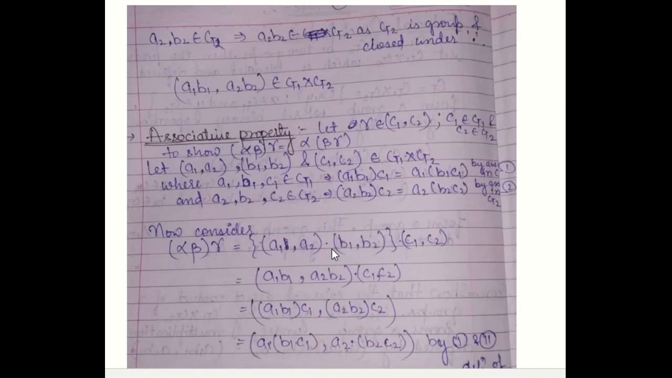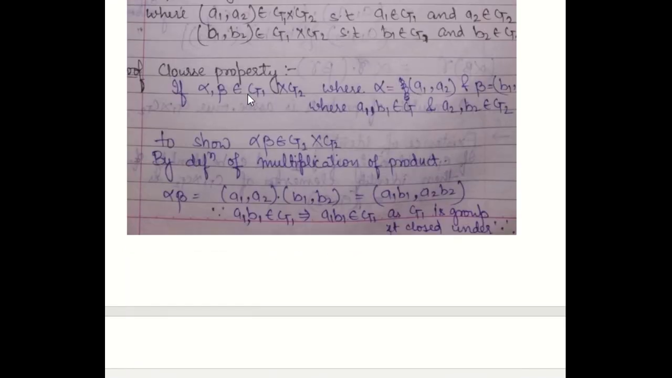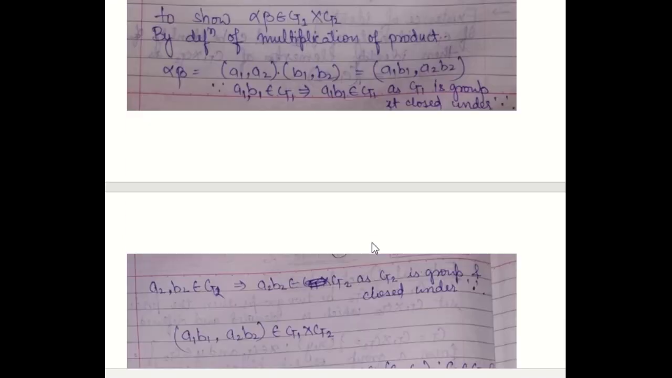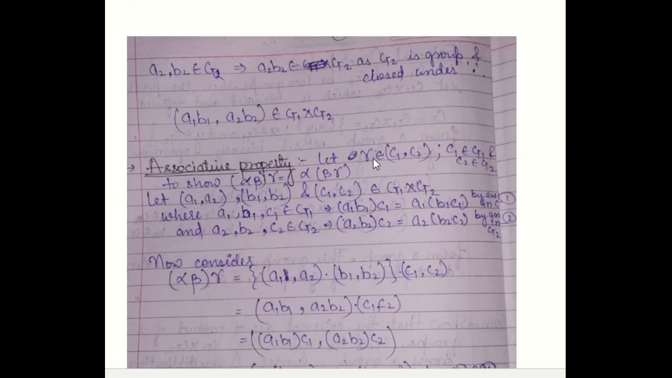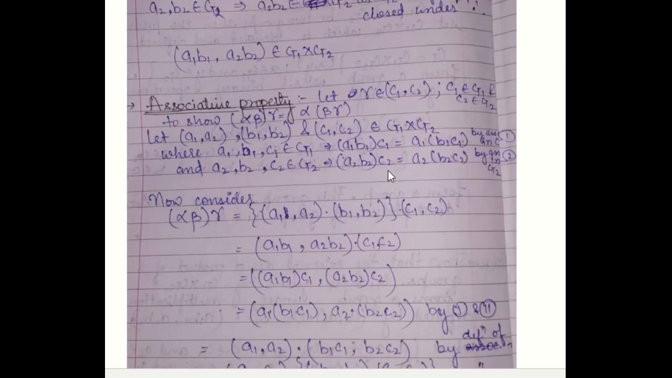Now we prove the associativity. For this, we consider one more element. We have already taken two elements: alpha is (A1, A2), beta is (B1, B2). So now we take gamma, which is (C1, C2), where C1 belongs to G1 and C2 belongs to G2. Now we show this multiplication of products is associative over elements of G.